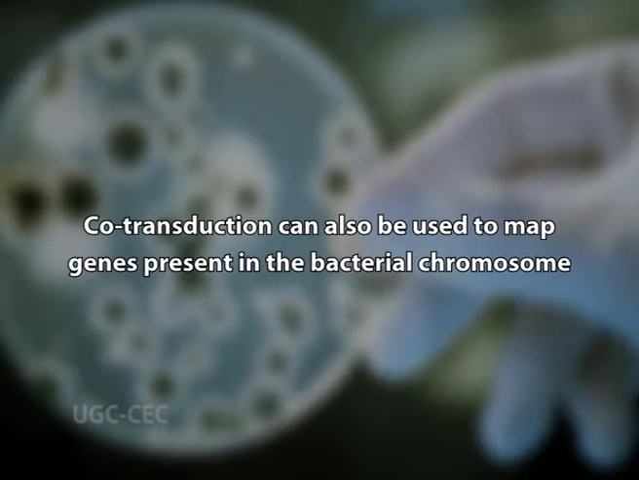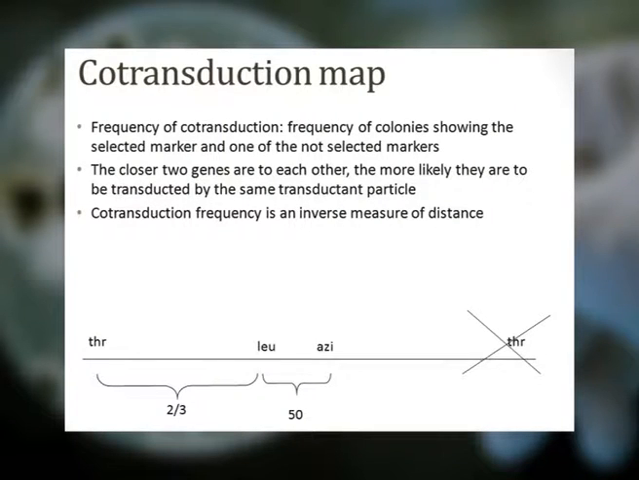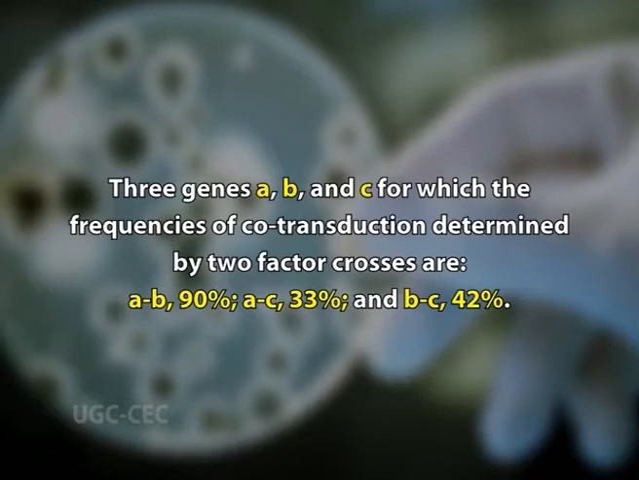Co-transduction can be used to map genes present in the bacterial chromosome. Mapping of genes by the process of co-transduction is based on the fact that the closer the genes are to each other, the greater the probability of their co-transduction. That is, the frequency of co-transduction is inversely proportional to the distance between the two genes. For example, consider three genes A, B, and C for which the frequencies of co-transduction determined by two-factor crosses are AB 90%, AC 33% and BC 42%. The values indicate that B is closer to A than to C.